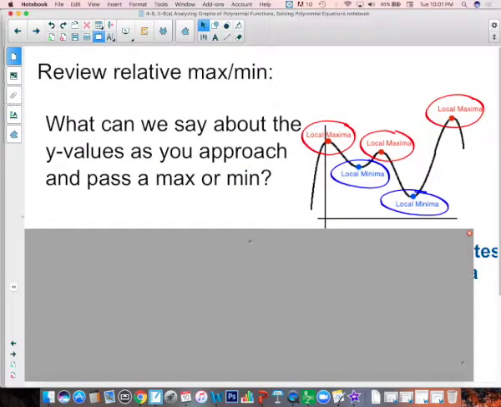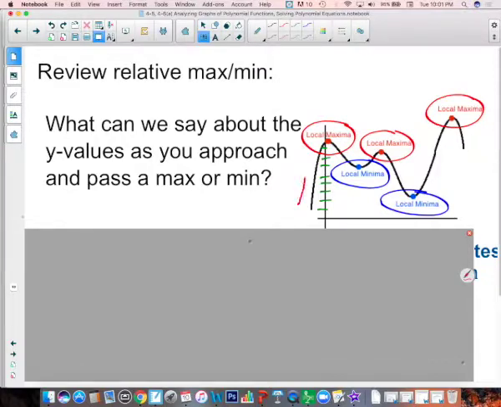Now when we're looking at this graph here off to the right, what can you say about the y values as you approach and pass a maximum and minimum? That's the next thing I want you to think about. What can you say about the y values? So remember, y is this. Take another 30 seconds at your table and talk about what happens to the y values as you approach and pass a maximum or minimum. So, thinking about the values of y.